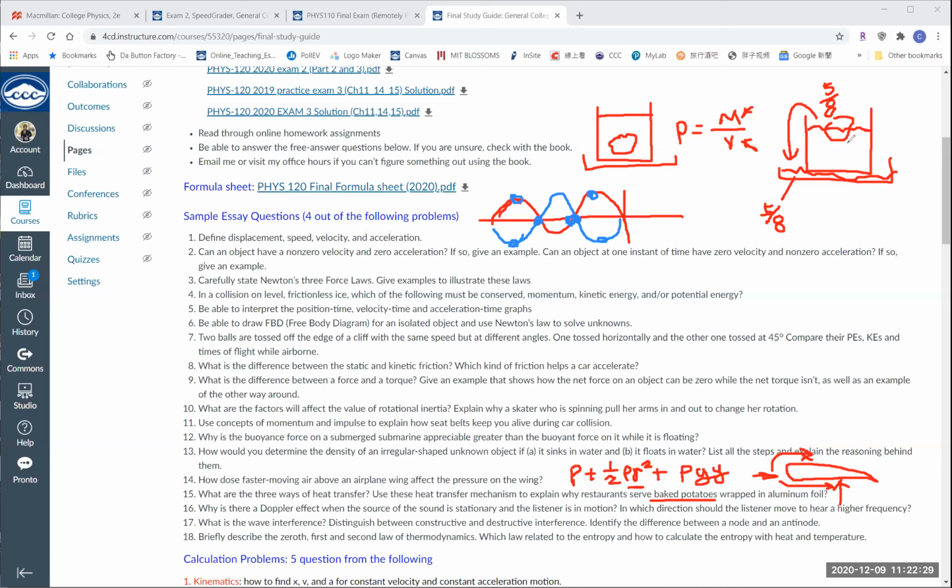If you want to calculate the entropy, you need to find the change of heat, which is Q, divided by the average temperature. If you only have one temperature, like an isothermal situation, you just use that temperature. If you change temperature from one degree to another, then you have to take the average of these two to be the average temperature that you use for the calculation.